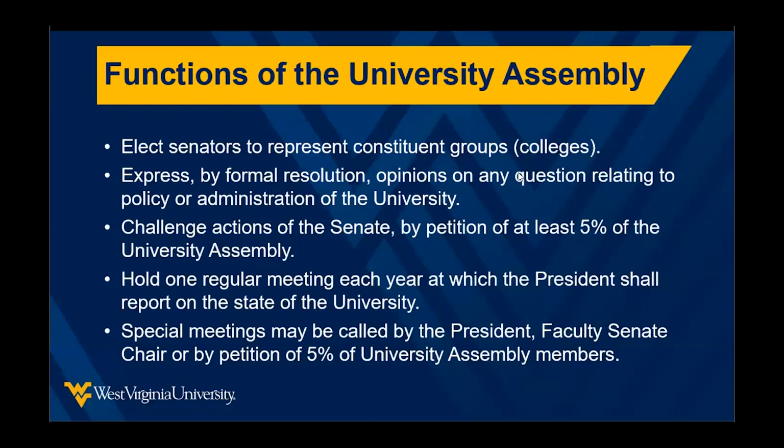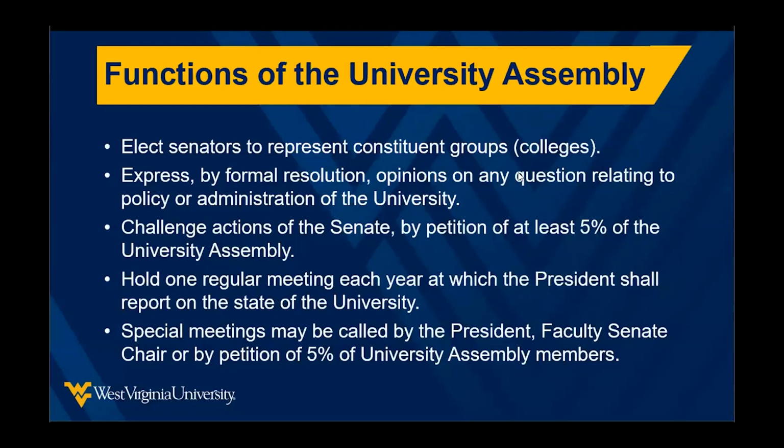Another function of the Assembly is to express by formal resolution any opinions related to policy or administration of the university. So when the University Assembly meets, it can make resolutions and formally state opinions that can be presented to administration. The overall Faculty Assembly can challenge actions of the Senate. We have a mechanism for that via petition of at least 5% of the University Assembly. So the faculty are not simply subject to the whims of the Senate and shouldn't be, because we're a representative body. But if we take actions as a body that the overall Assembly would like to have us reconsider, the University Assembly can do that function.